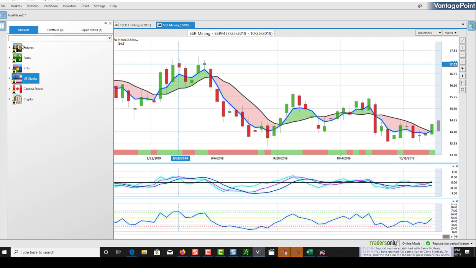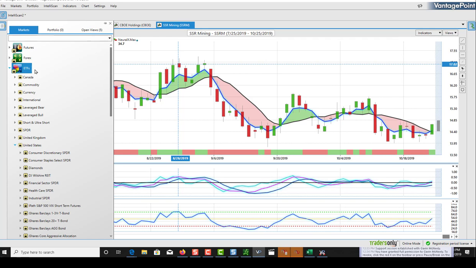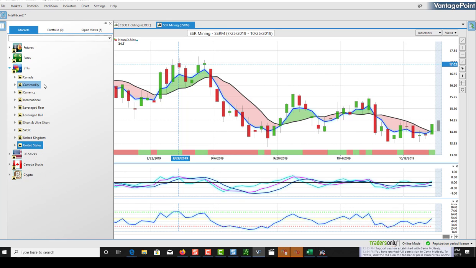How do you open this here? The ETFs, I think, are kind of cut and dry. I think we just go with the basic. We go commodity, currency, leverage, short, spider, and I guess in the United States, of course. I think I've got one more left, right? Yep.